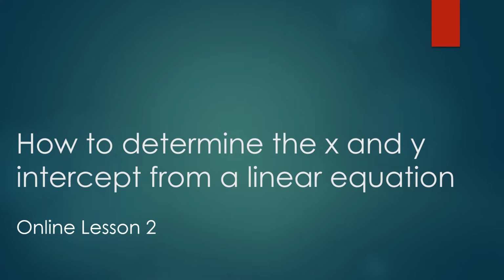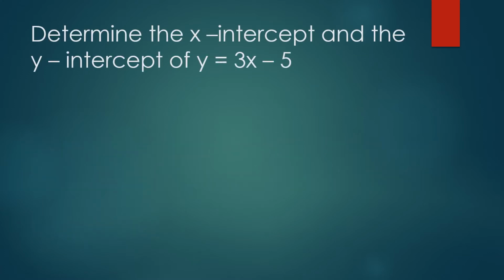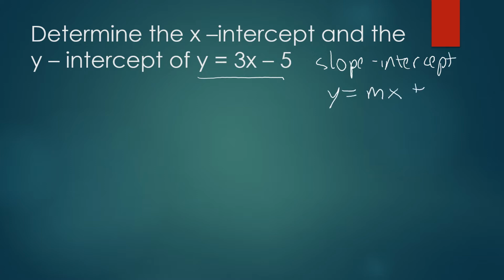We'll be going over how to find the x and y intercepts from all three forms. That includes slope-intercept, standard, and point slope. All right, so the first one we're doing is from slope-intercept. You can tell that this is in slope-intercept form because it's in y equals m times x plus b.